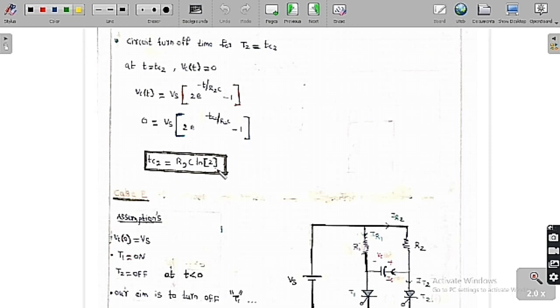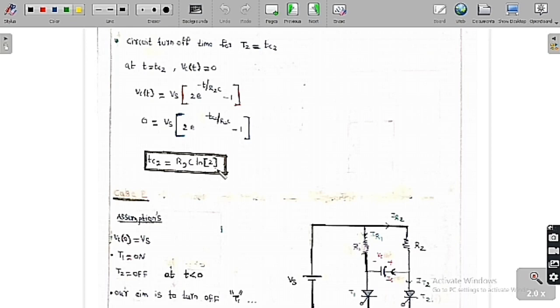It is R2 because thyristor T2 is placed across the R2 branch. So you have to use R2 into C into ln2, because we are going to keep the thyristor T2 in the R2 branch. Because of that, the circuit turn off time will be R2 into C into ln of 2.